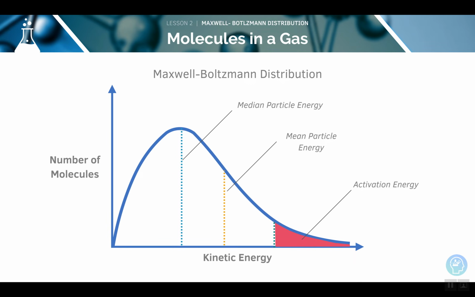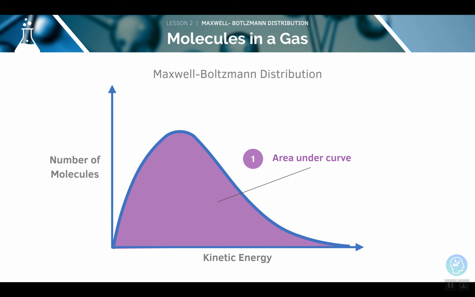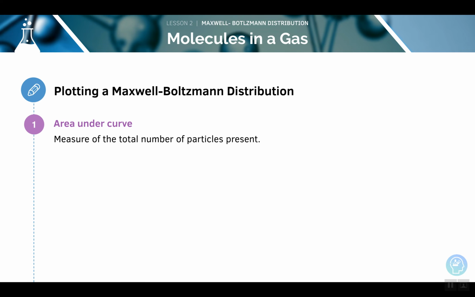This figure shows a Maxwell-Boltzmann distribution. You should be able to draw, label, and interpret one yourself. Additionally, you should be able to describe what is happening at each stage of the plot. We'll run through it together in this video. The area under the curve is a measure of the total number of particles present.